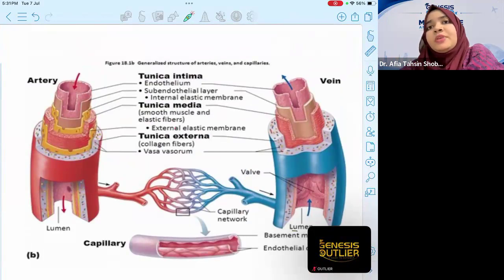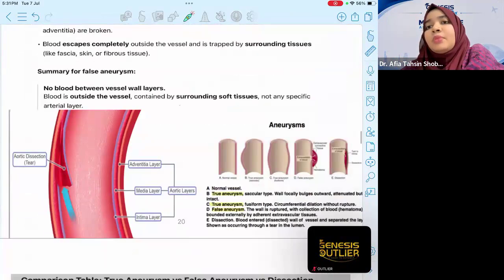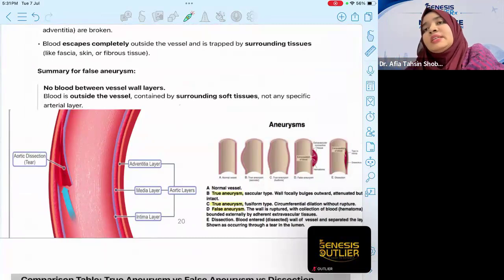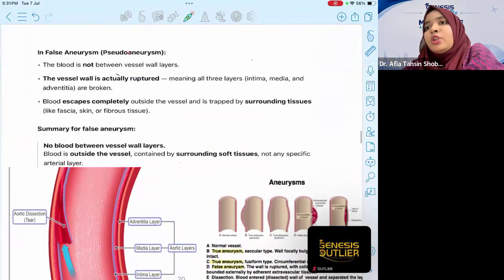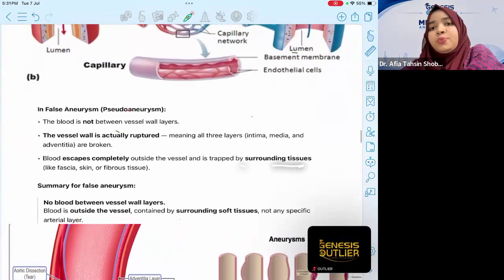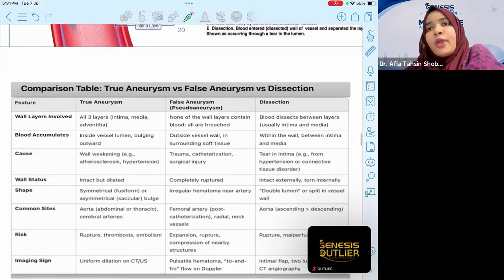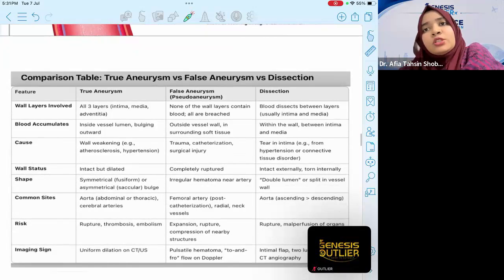The arterial layer will be ruptured in case of false aneurysm, and the blood you can simply call a hematoma. So a hematoma will occur and it is trapped by surrounding tissue. But in case of true aneurysm, all 3 layers are not broken. They are just weakened and bulge, but not broken. In false aneurysm, it will be broken and blood will accumulate within the surrounding tissue. This is the difference between true aneurysm and false aneurysm.